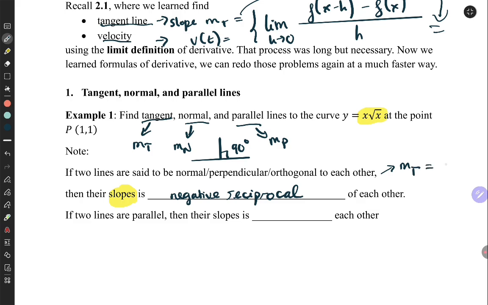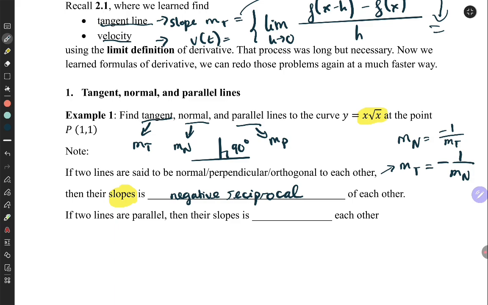Negative reciprocal. Or you can just flip this. It is basically the same. You can switch their place. These two, negative reciprocal. Or you can flip them. That is when they are normal lines.